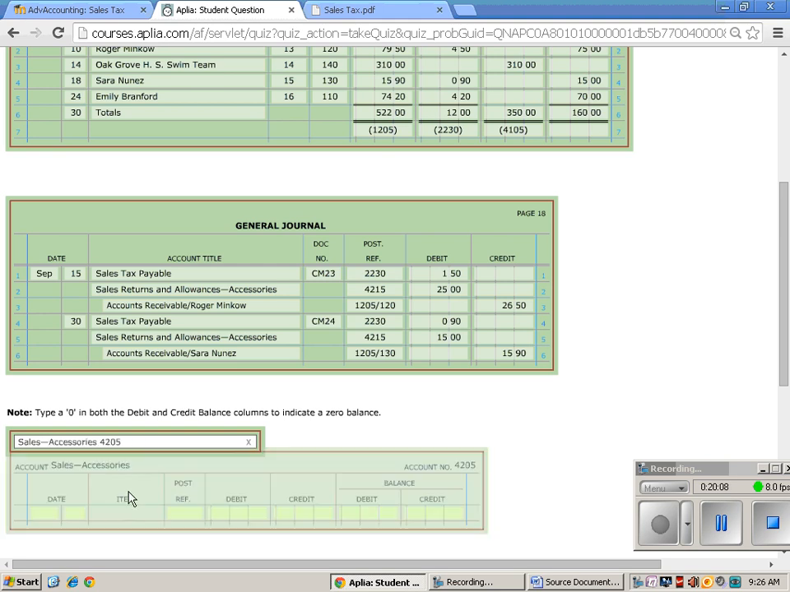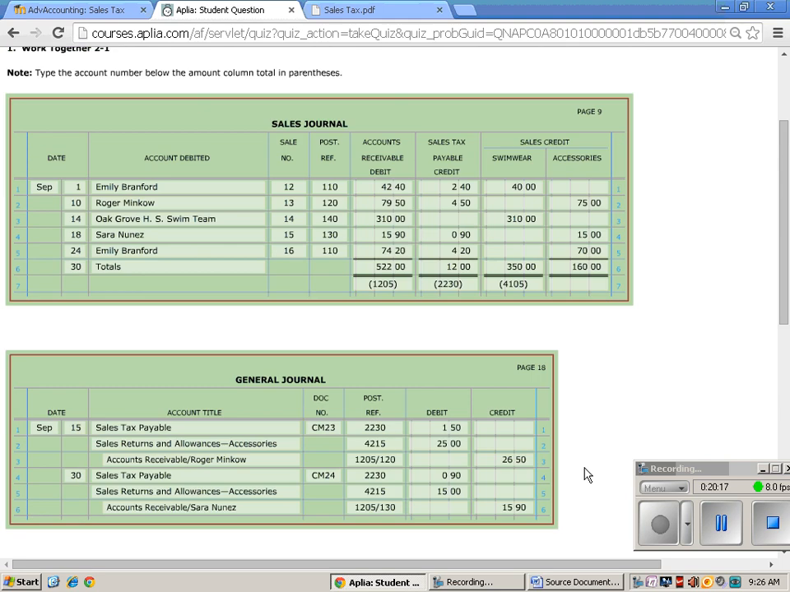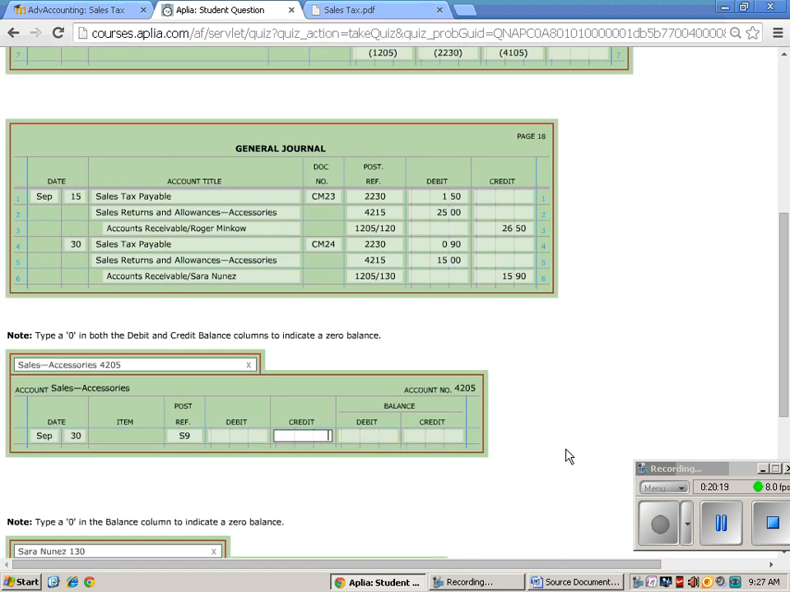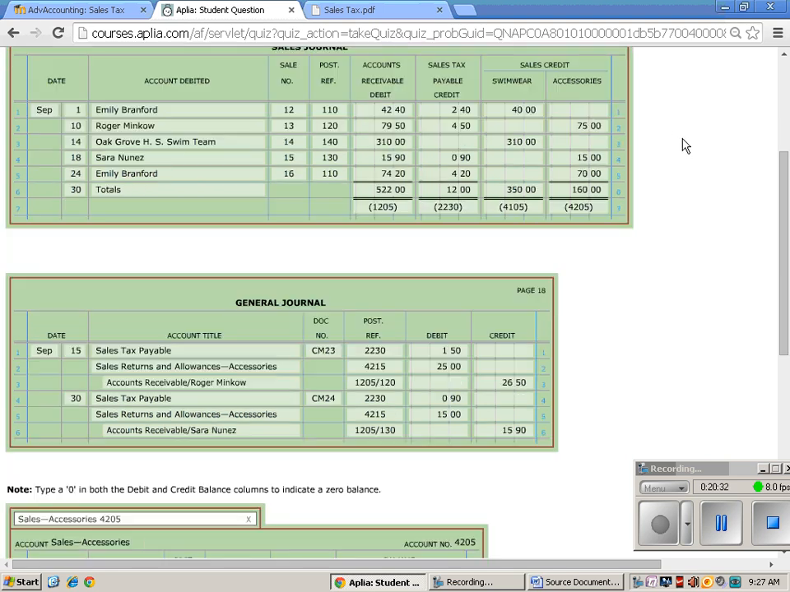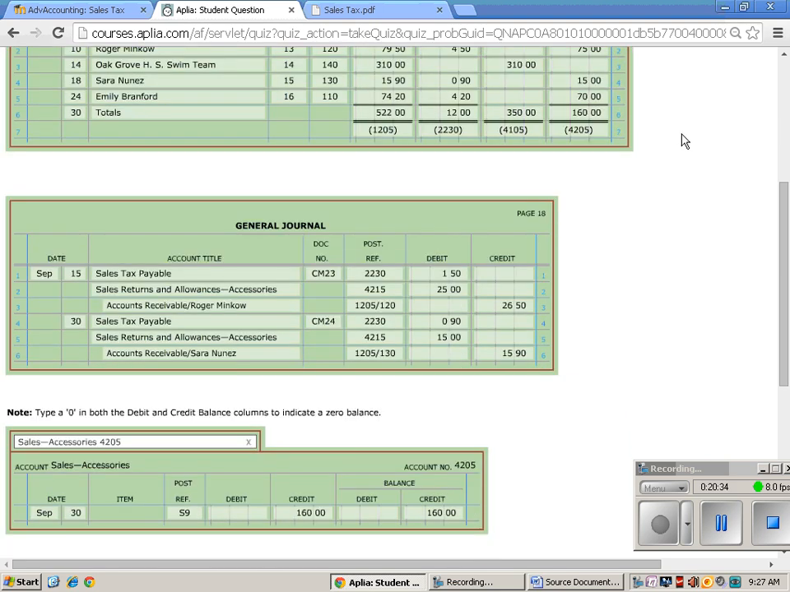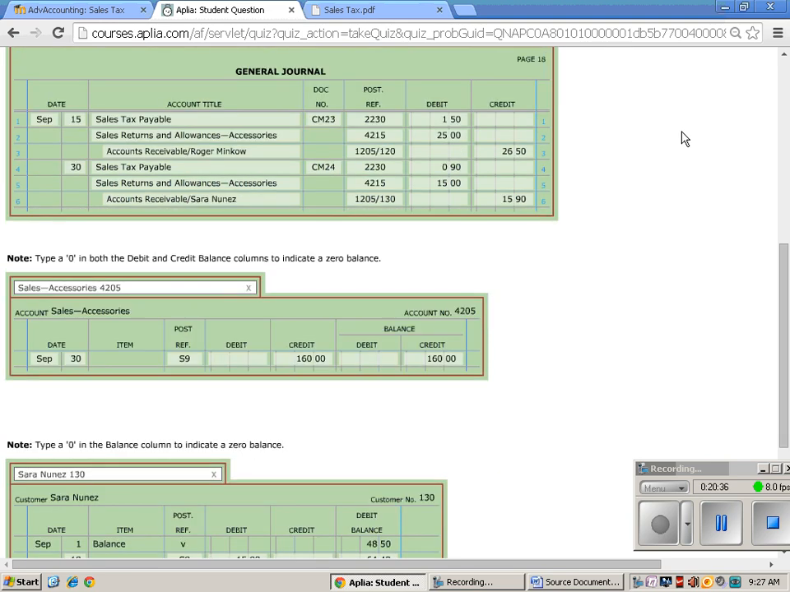Then we have to do our accessories. So sales accessories, September 30th, S9, credit of $160 of accessories. But we do know we've returned some, and that's why we have the account sales returns and allowances. That's a contra account, so it will negatively affect your sales. All right, we are good to go.